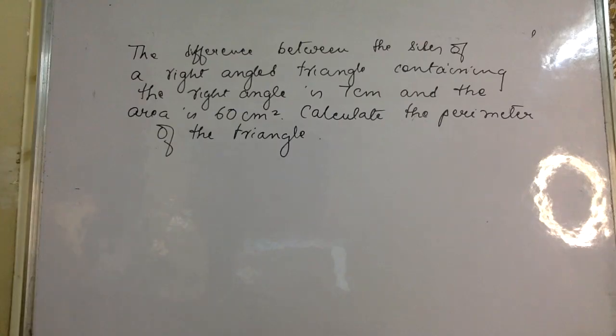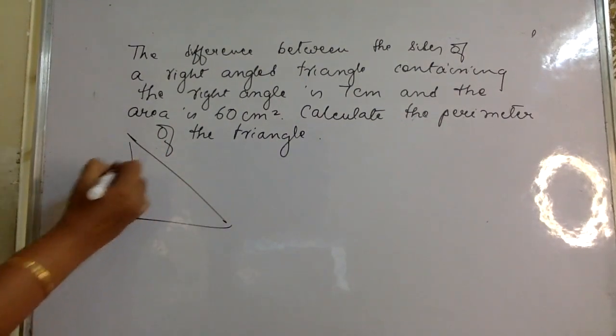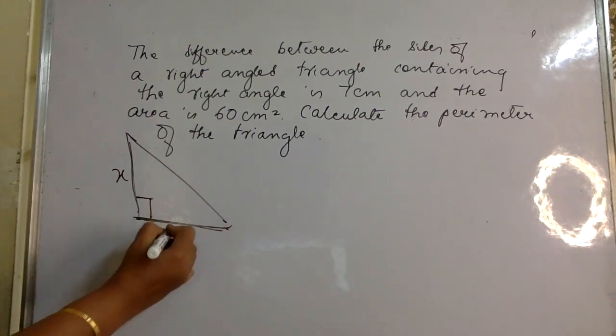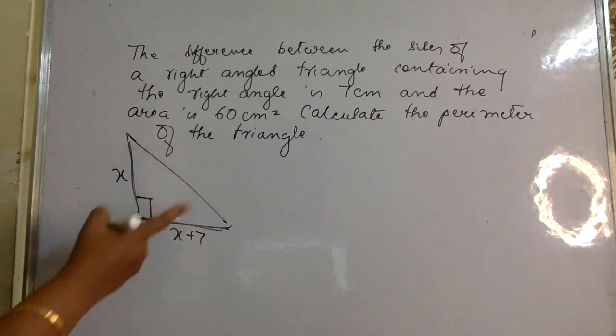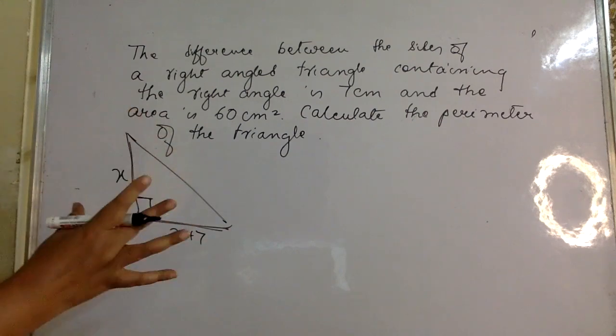Okay, now here is the question. The difference between the sides of a right angle triangle containing the right angle is 7 and the area is 60. Calculate the perimeter of the triangle. Now here we have a right angle triangle. If one of them is x, here is the right angle, these are the two sides which contain the right angle, then this is x plus 7. Okay, and the area is 60. Area of the triangle is given to us, that is 60. Calculate the perimeter of the triangle.